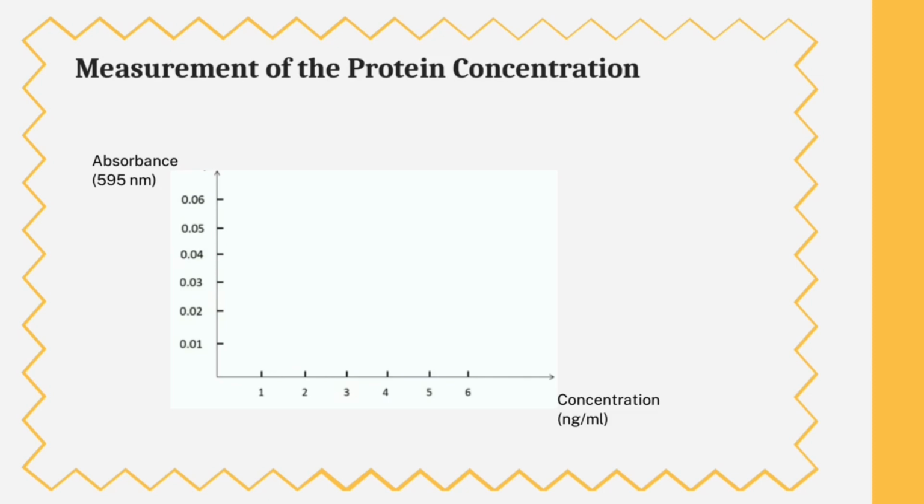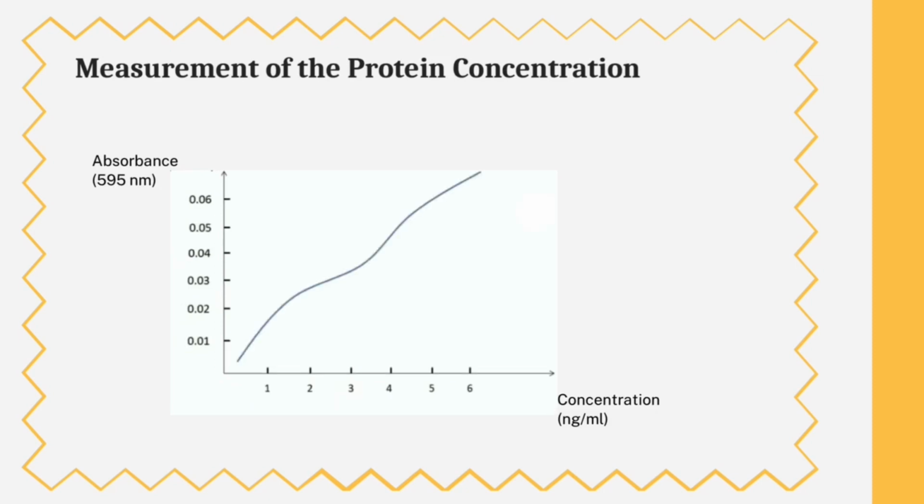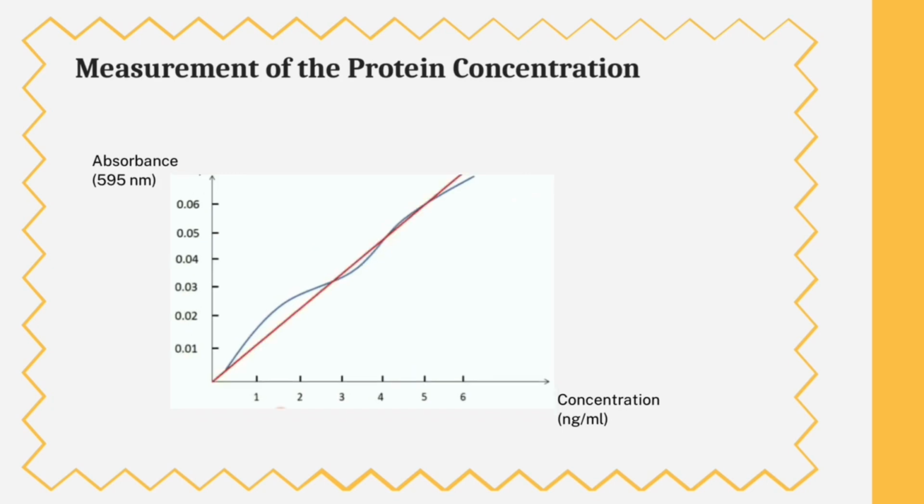Then you'll get a curve. It looks somehow like this. The higher concentration you have, the higher absorption you will get. But we don't need this. We need the linear curve. To get the linear curve, we need to get the equation of the curve. Now we have the equation. The y is the absorption and the x is the concentration.